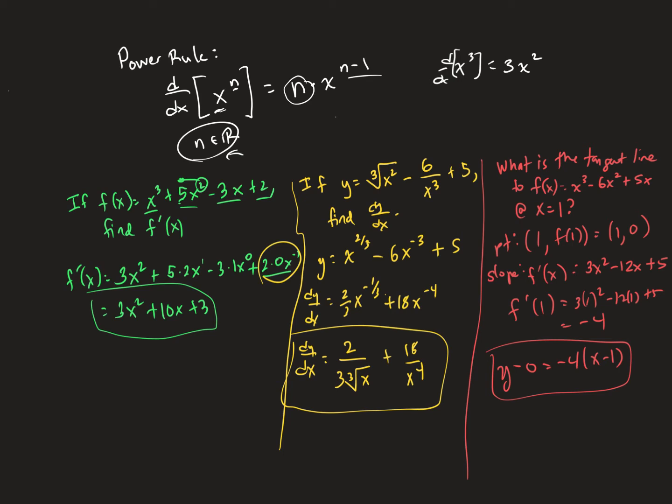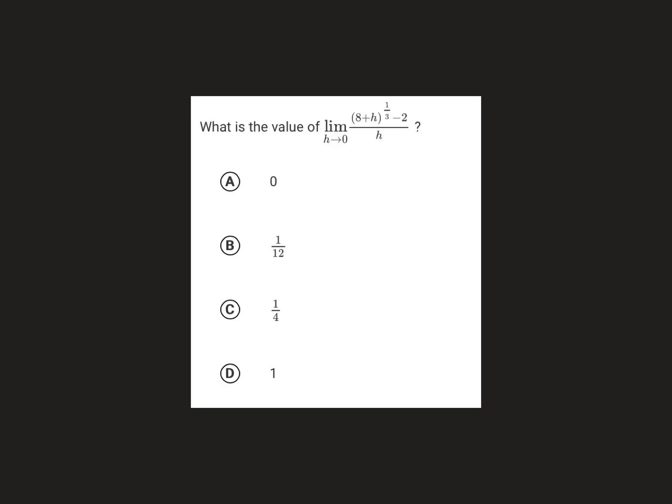Now, let's look at a couple of AP-style problems because they're a little more complicated, but not too much. The first one is problem number 1 from the AP Classroom assignment I gave you. Anytime you see a limit that has an h approaching 0 in it and an h on the bottom, I want you to immediately think h definition.